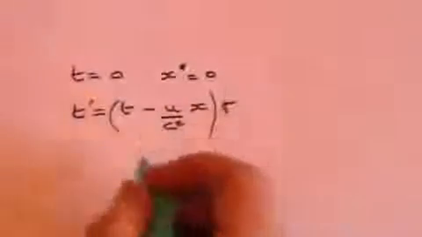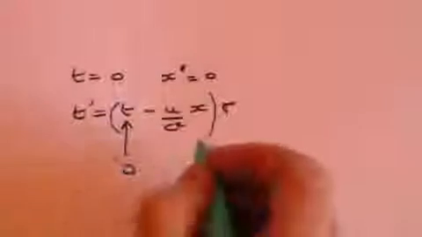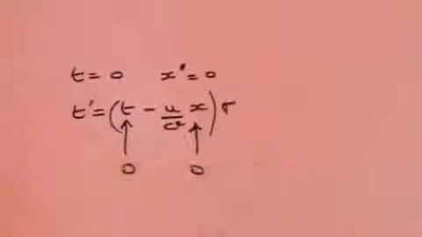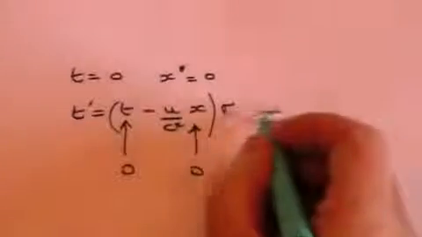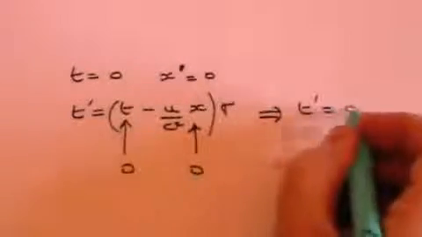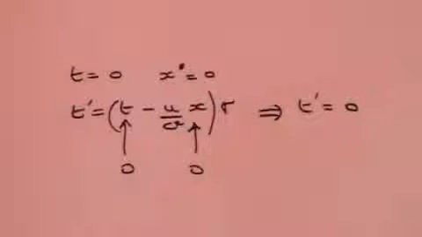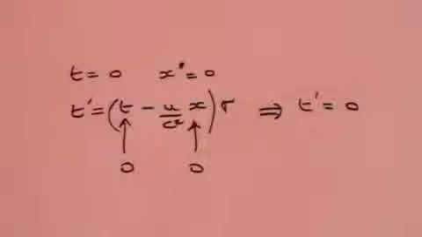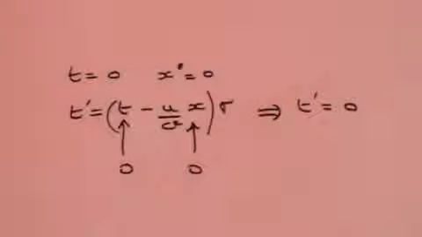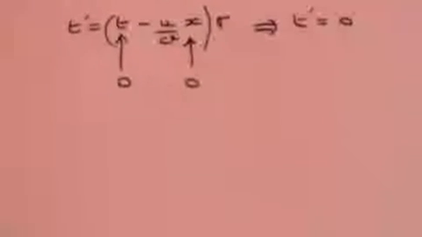all times gamma, if t is 0 because the two events happen at the same time, and x is 0 because the two events happen at the same place, then t prime is also going to be 0, and consequently everyone in the universe will see your two hands clapping, and everyone will see the two cars hitting one another.